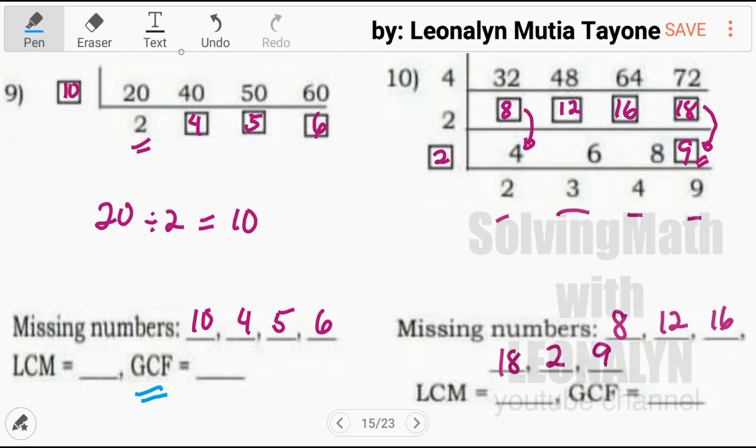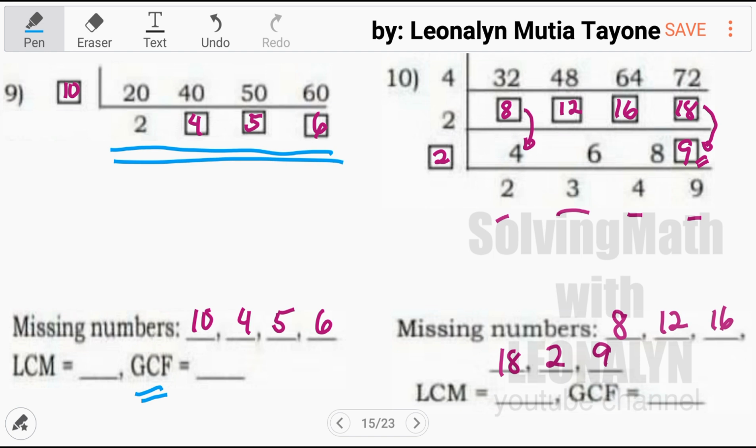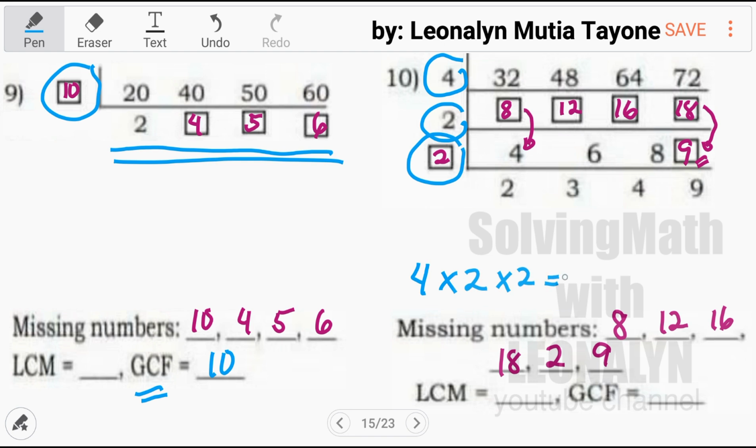Now, let's find the greatest common factor. Doon tayo muna titingin sa pinaka-last na mga numbers. Walang common na pwedeng pang-divide sa 4. So, therefore, ang greatest common factor ay 10. Now, dito naman tayo titingin sa kabila. Yung nasa last, wala ring common na pwedeng pang-divide sa 4 na yan. So, ito lang ang i-multiply natin. 4 times 2 times 2, and that is 16. Bali, 4 times 2 times 2 equals 16. So, yan yung greatest common factor.